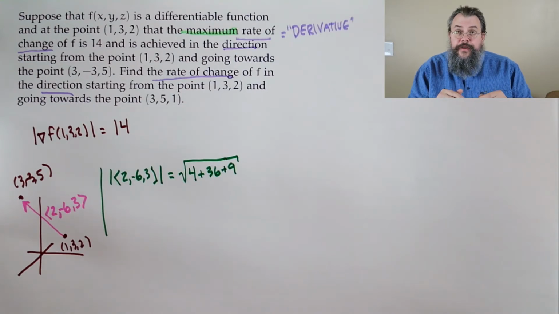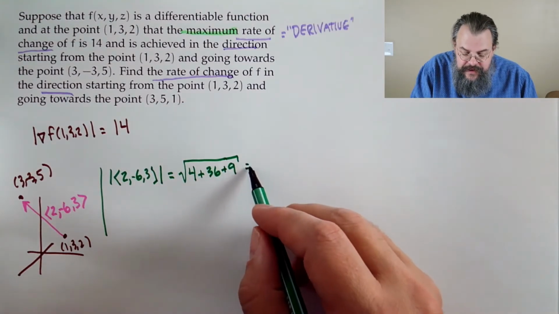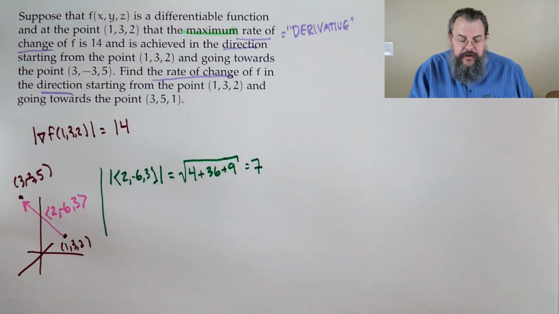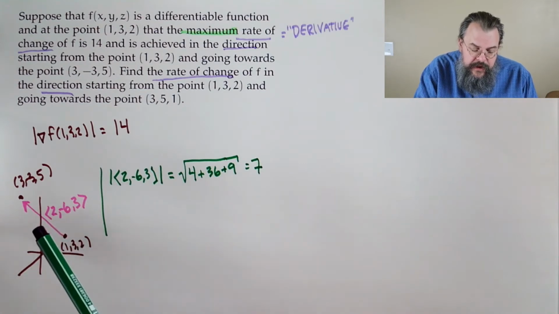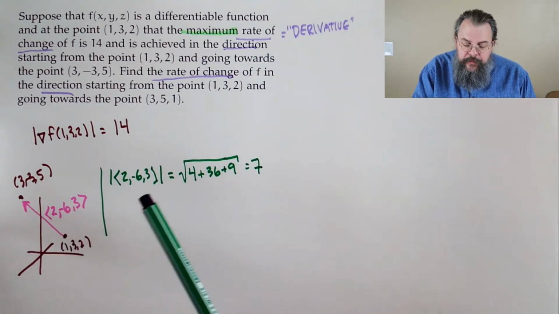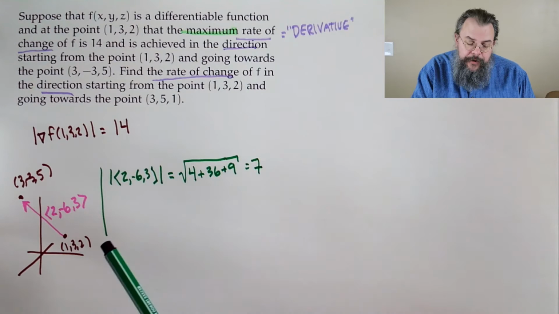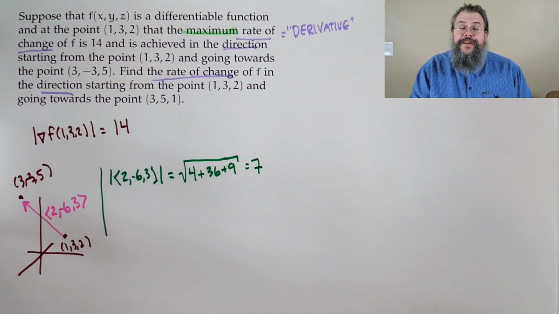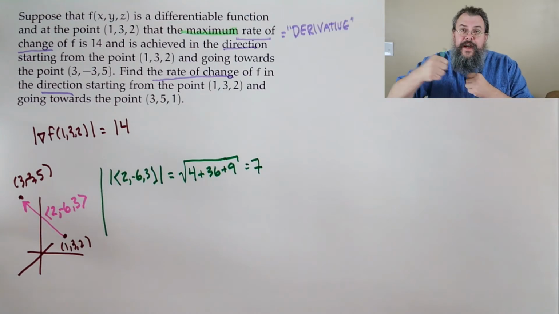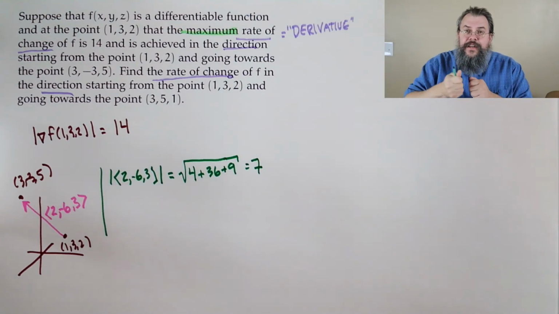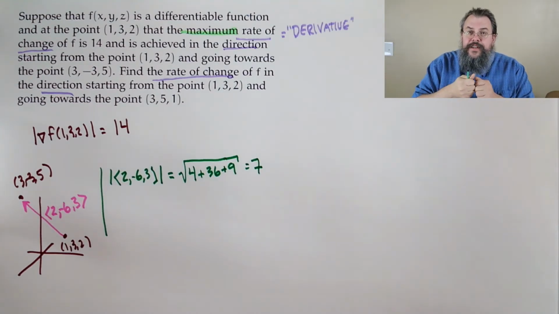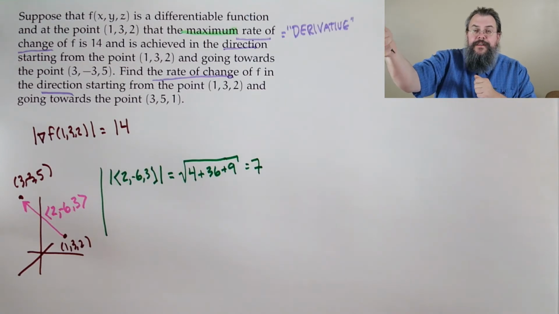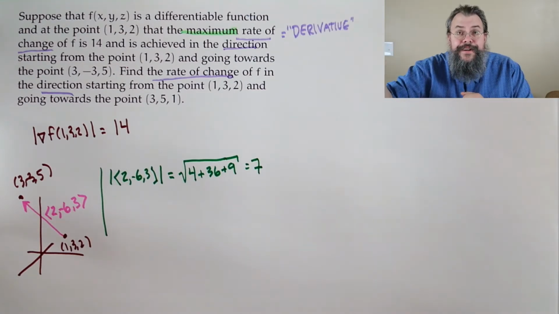4 plus 36 is 40, plus 9 makes 49. That's a nice number. Square root of 49 is 7. Now, this vector has the right direction, but has length 7. I want a vector with this direction, but length 14. So what can I do to a vector that has the right direction, length 7, to get the right direction, but length 14? Well, I scale.